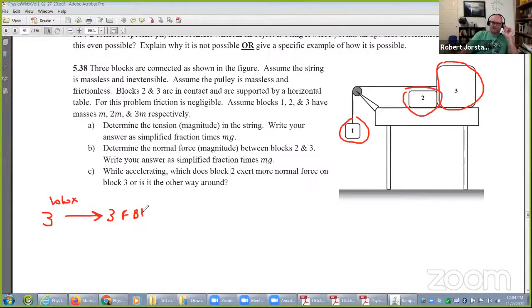Look at the last problem. We had 4 blocks. We needed 4 FBDs. So in general, usually this is the way it works. The number of FBDs, you need 1 for each object. All right. What would be the good FBDs to draw here? Any ideas? You could obviously do block 1, block 2, and block 3. That would always work. Do you see any other FBDs that would be legal mathematically?